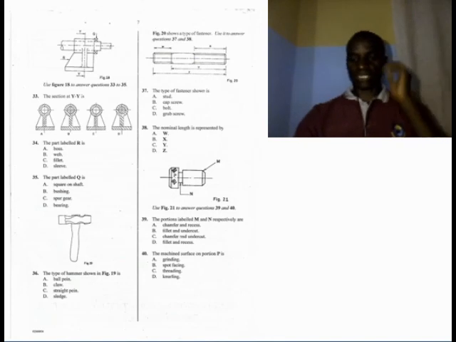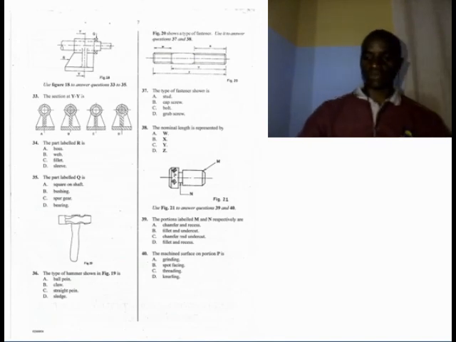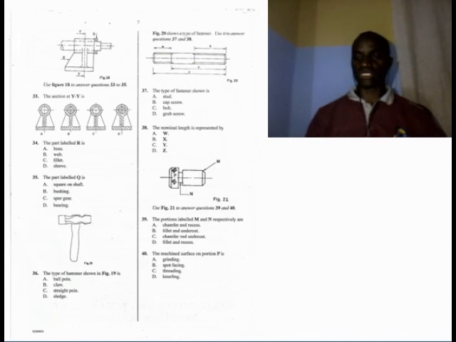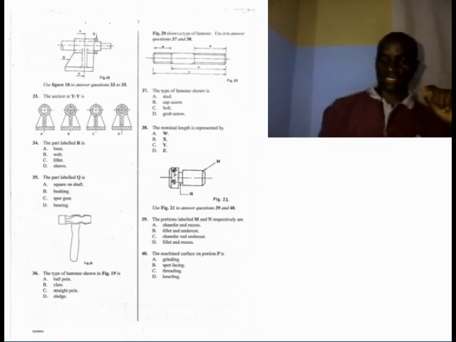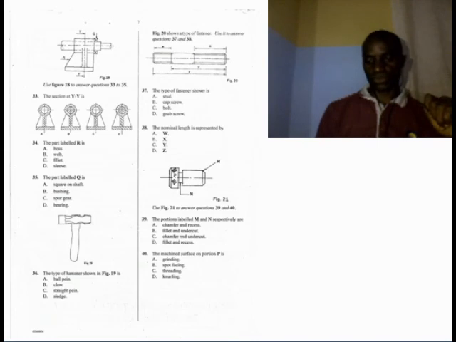Question 38. The nominal length, that means the entire length of this particular fastener, is represented by A, W, B, X, C, Y, D, Z. The correct answer is Z. That's the total length of this particular bolt.